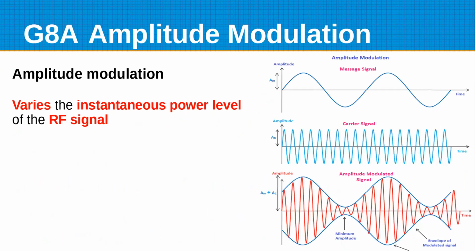So amplitude modulation is varying the instantaneous power level of the RF signal. And you get this envelope, which on the receiver is what you're actually going to detect and convert back to audio, what you hear. And that's a representation of the voice modulation waveform at the transmitter.